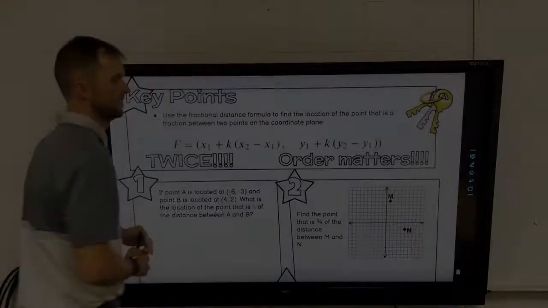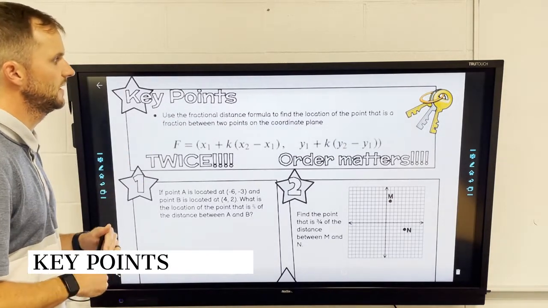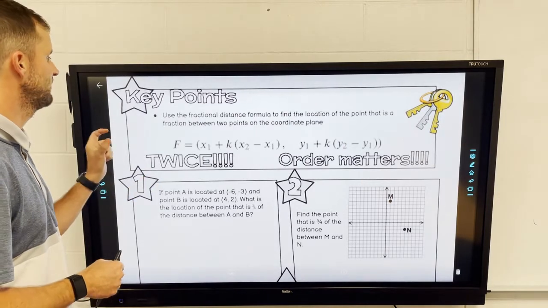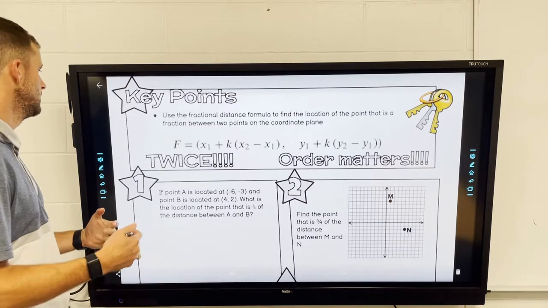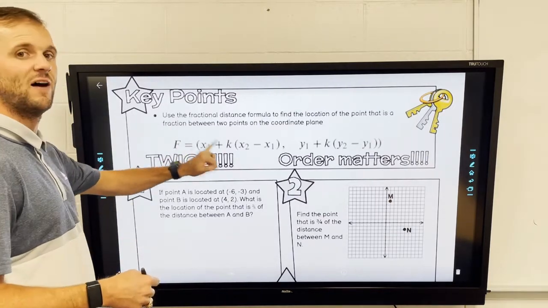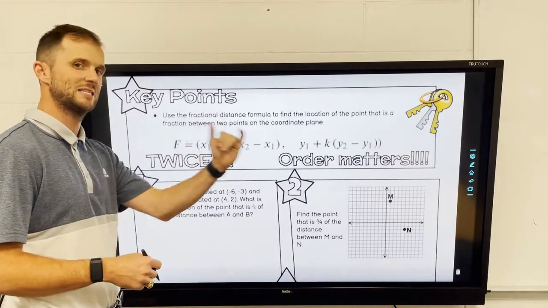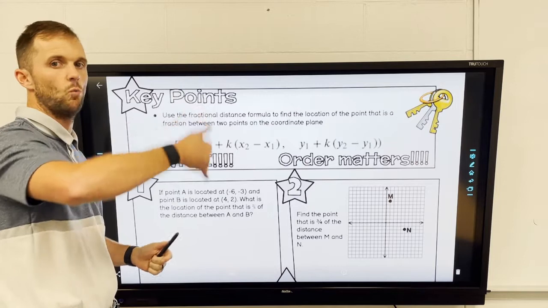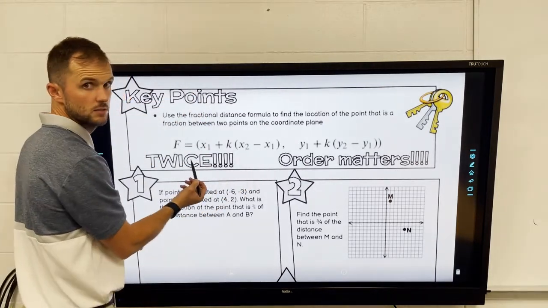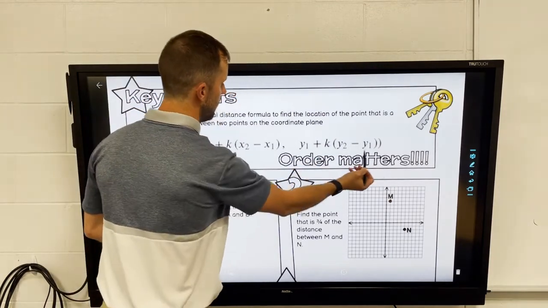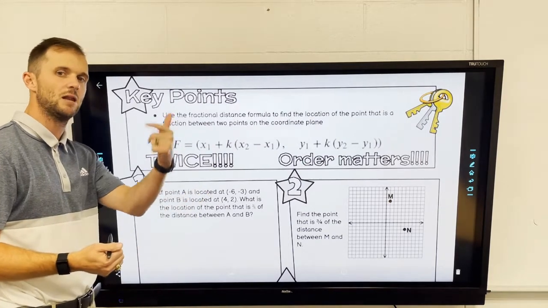Let's jump into that. Okay, so the first thing we're gonna look at is your key point. It says, use the fractional distance formula to find the location of the point that is a fraction between 2 points on the coordinate plane. So that's what we're gonna be learning how to do. If you look here, we're gonna be finding that fractional distance, but remember, we're gonna be doing it with the x-axis and with the y-axis. I'm doing my fractional distance formula with my x-coordinates, and I'm doing it with my y-coordinates. So you're going to be doing it twice because you need an x and a y coordinate on your coordinate system.